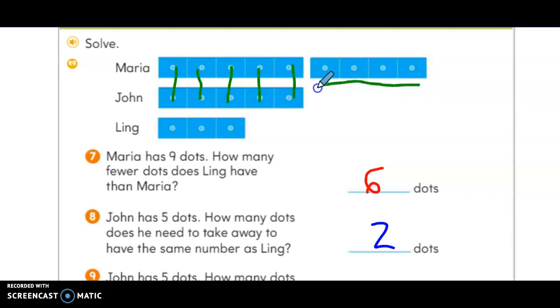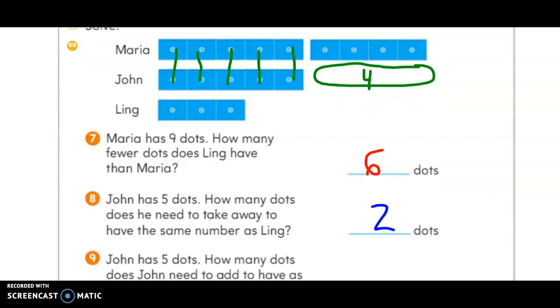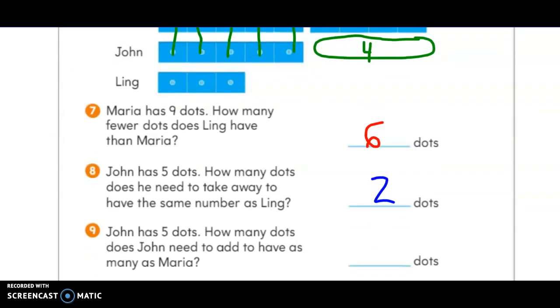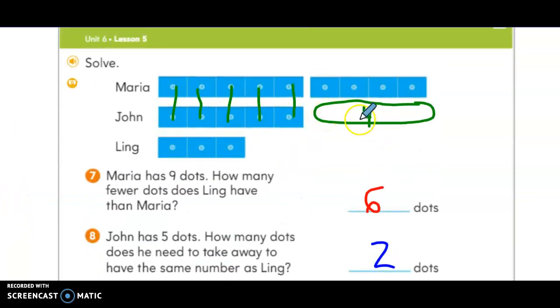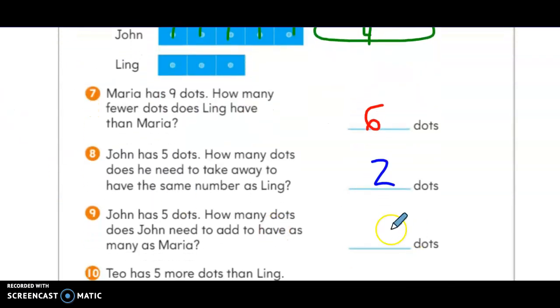And the difference, okay, 1, 2, 3, 4. 4. Okay, that's the difference between Maria and John. She's got 4 more. So John has 5. How many dots does John have to add to get as many as Maria? Well, he's got to fill in each one of these spots. So our difference is already going to tell us, and that is 4.